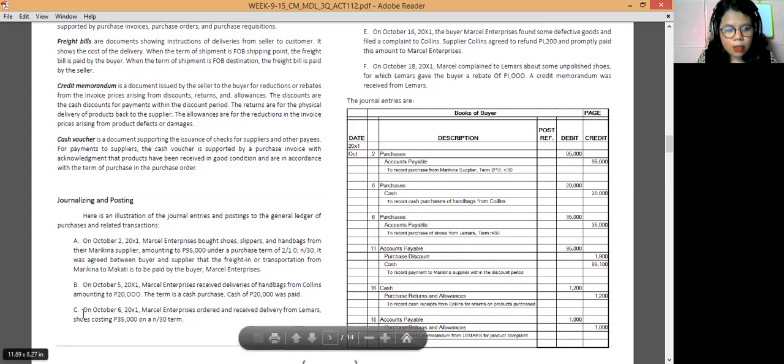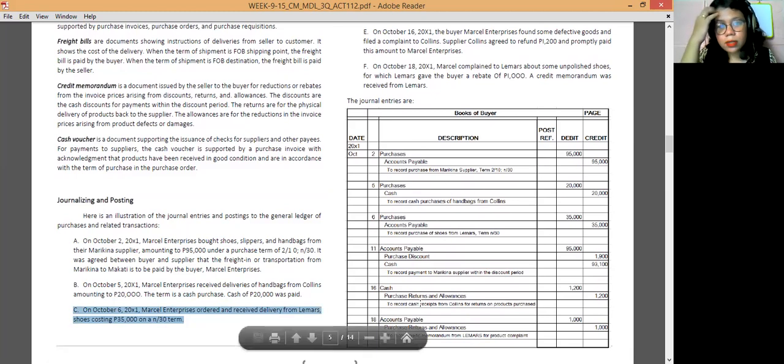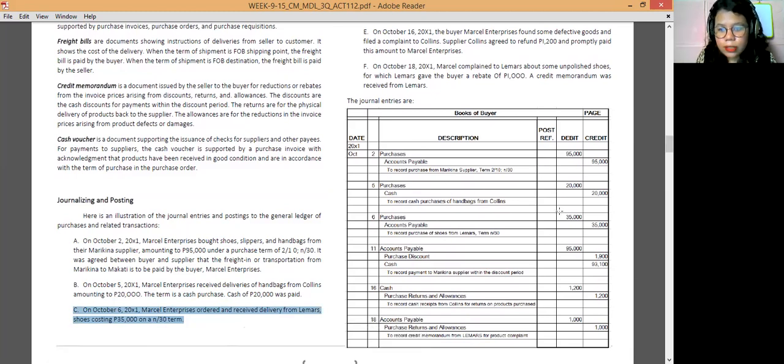So, next, on October 6, 20X1, dito na tayo sa C. Marcel Enterprise ordered and received delivery from Lemars, shoes costing 35,000 on a N30. Okay, so within 30 days natin babayaran. So purchases worth 35,000 and accounts payable 35,000. So may obligations tayo na dapat bayaran kay Lemars, okay, na worth 35,000.